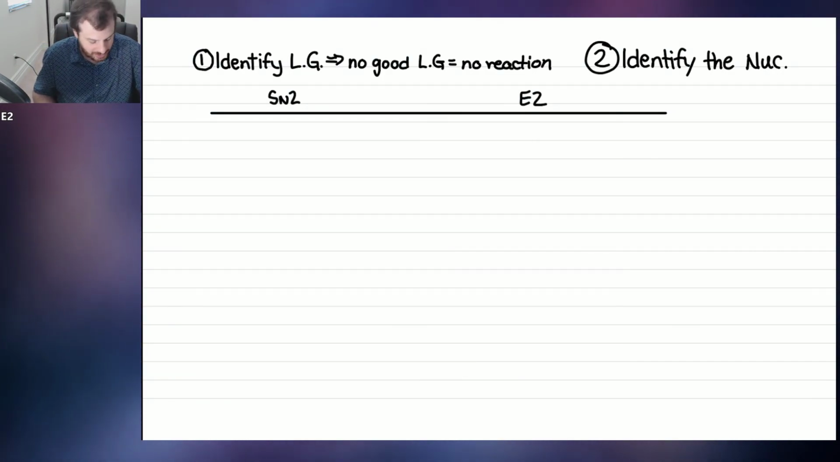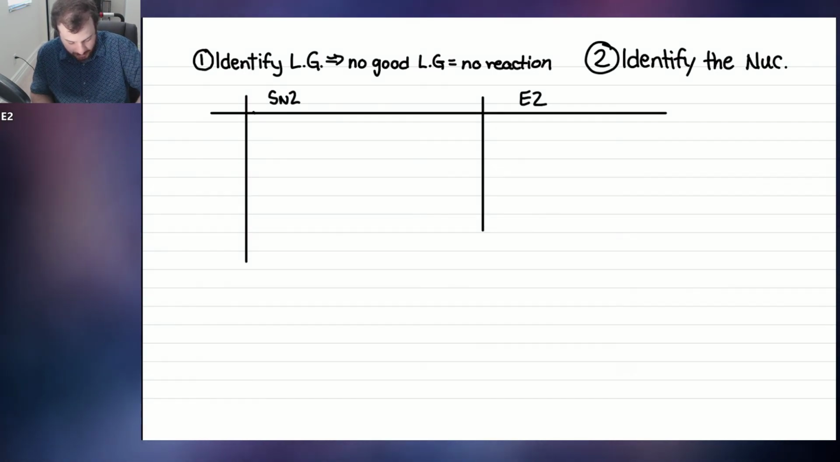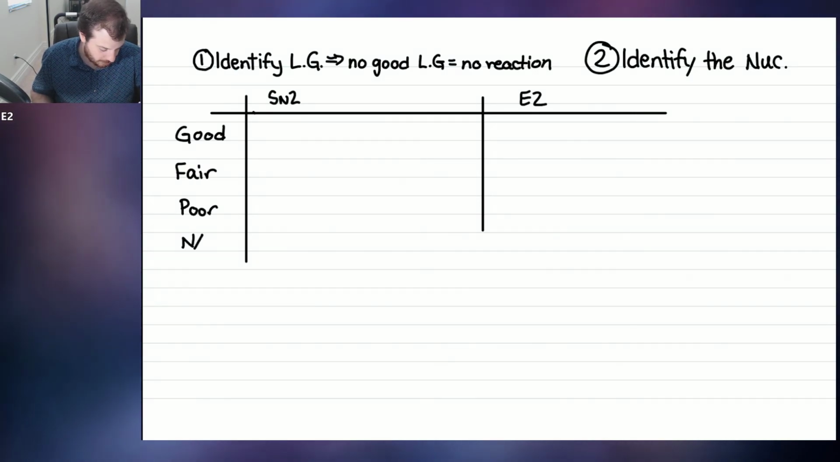So I'm going to draw a line here. I'm going to draw a line here. I'm going to draw a line here. That may be too long of a line, but we'll trim it if necessary. Now, I'm also along the left-hand side going to write good, fair, poor, and not applicable.